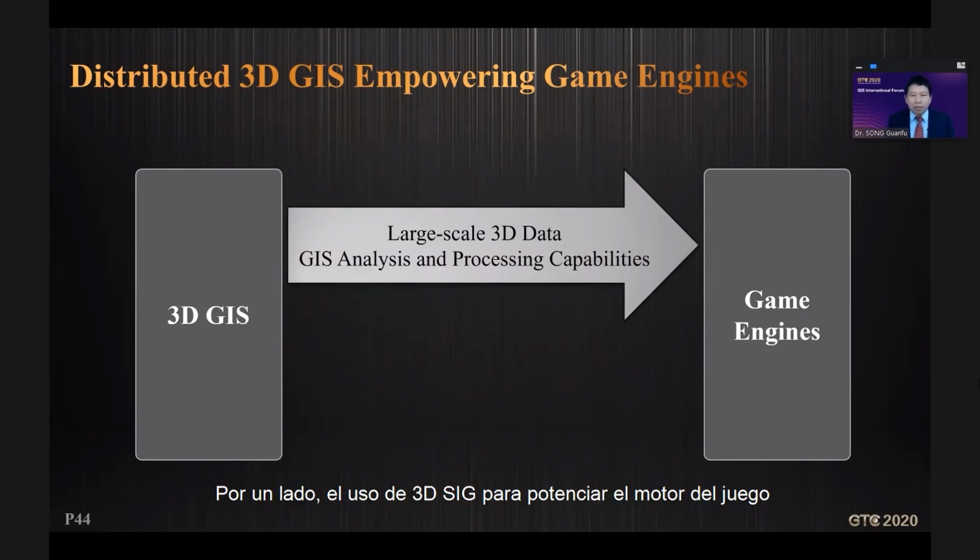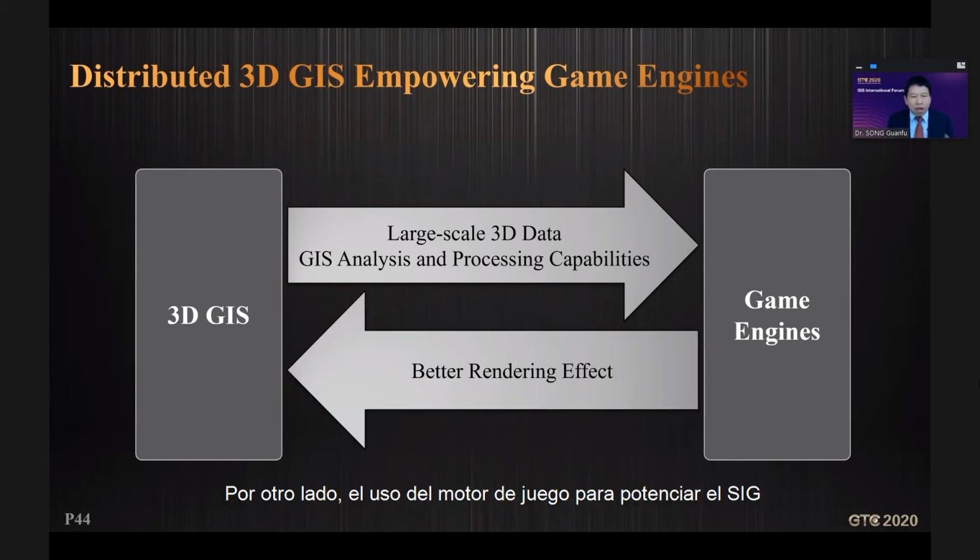On the one hand, using 3D GIS to empower the game engine to make it have the ability of large-scale 3D data management and powerful GIS analysis functions. On the other hand, using the game engine to empower GIS can give a better rendering effect to 3D GIS.